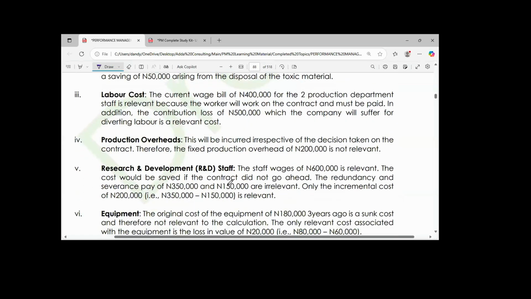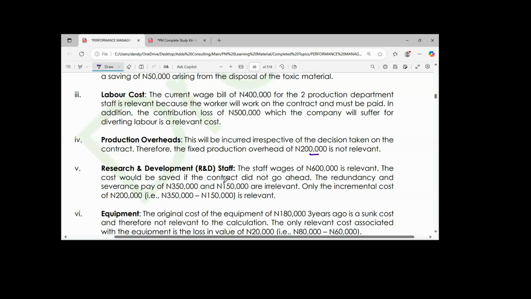Okay, then number 4, production overheads. This will be incurred irrespective of the decision taken on the contract. Therefore, the fixed production overhead of 200,000 naira is irrelevant. So we ignored it. That's our assumption in the calculation.